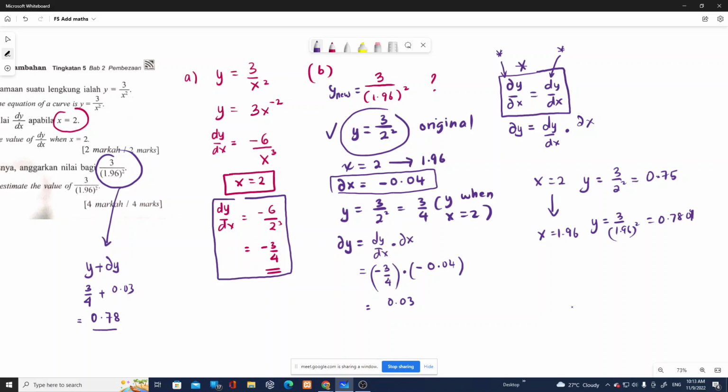I don't know how to check. Oh, you don't know how to check? You just put it in the calculator. Then I have to put delta y? I don't need, you just put 3 divided by 1.96 square. So you will get like this one.